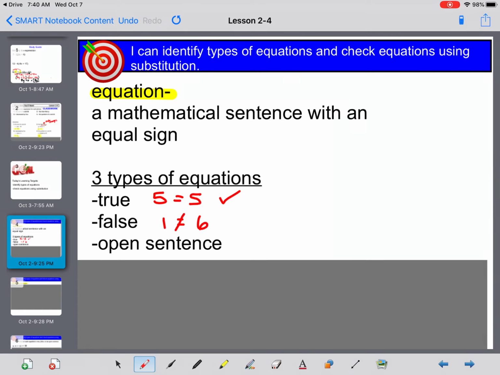An open sentence simply is an equation with a variable. So then you can't solve it all the way. Those are the easiest ones to see. If it has a variable, you say open sentence.